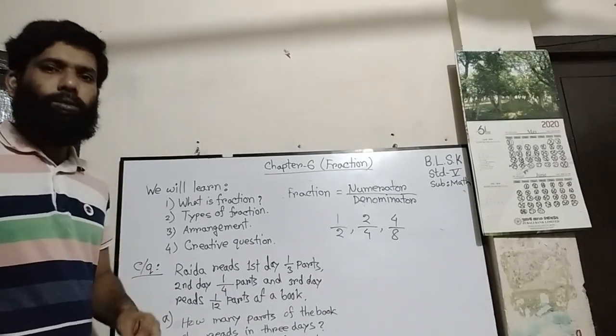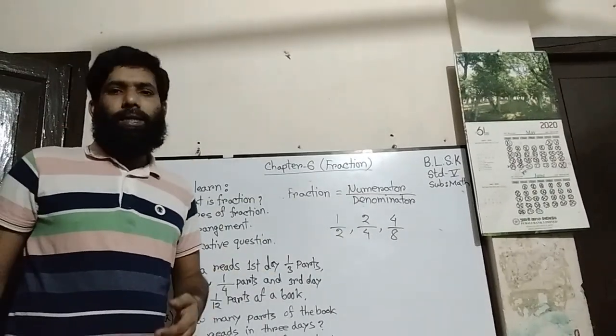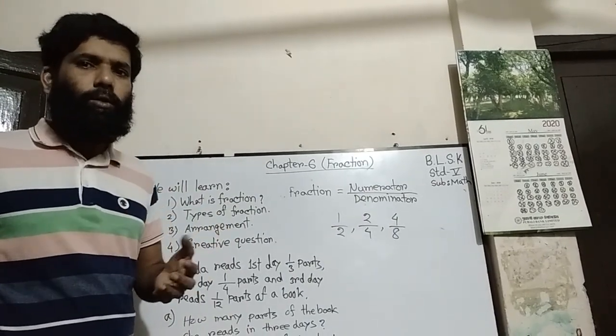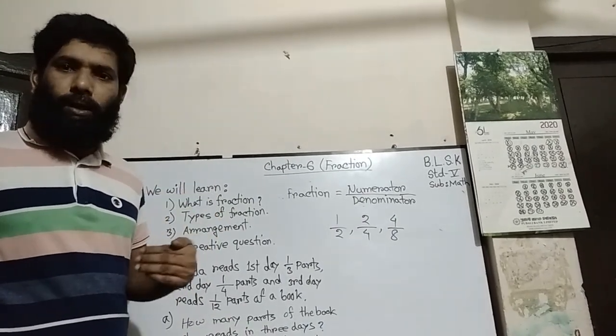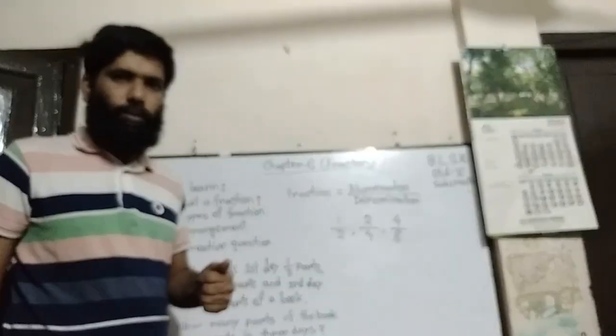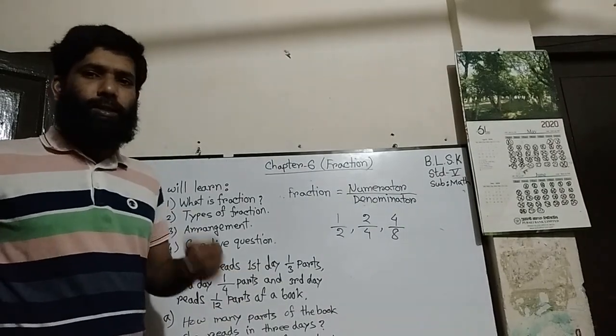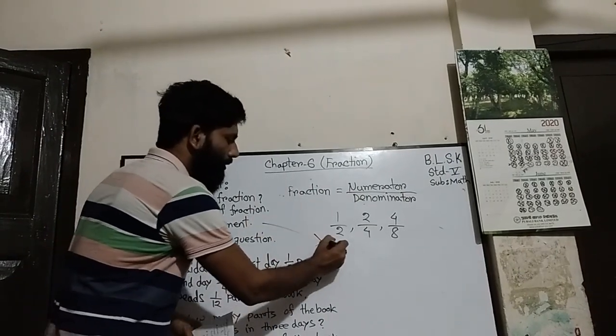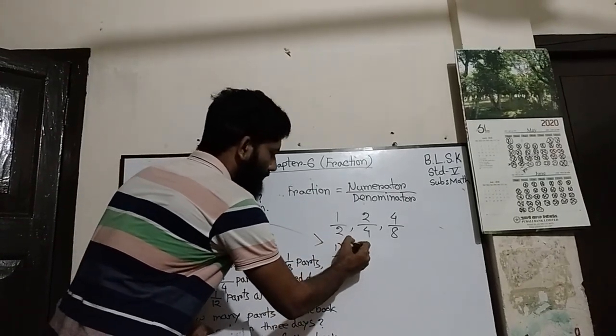Next one, 3, arrangement. What is arrangement? To arrange the data or the fractions according to ascending order or descending order. That means from smaller to greater or greater to smaller. So arrangement is of two types. Number one is ascending.